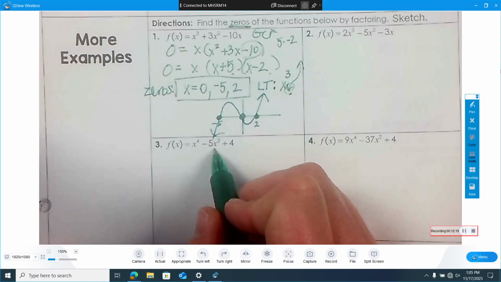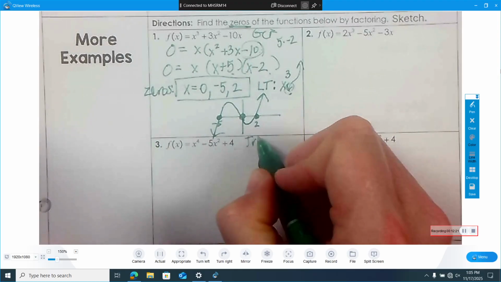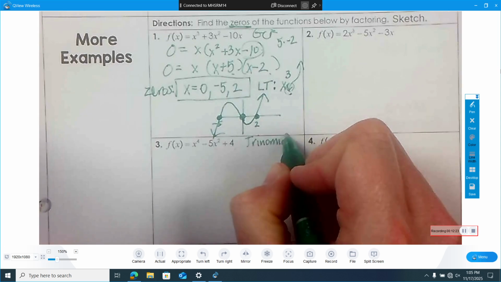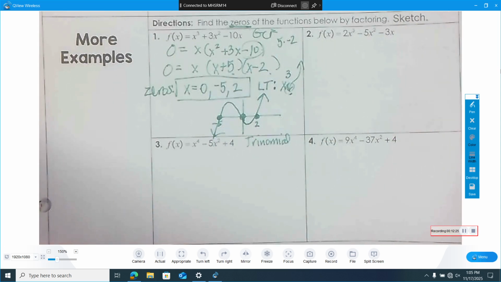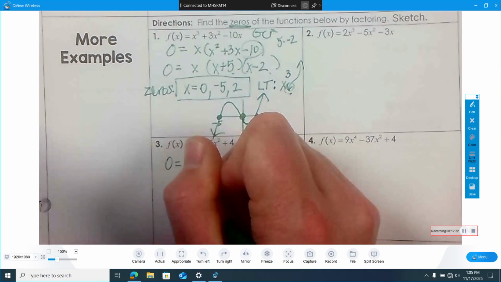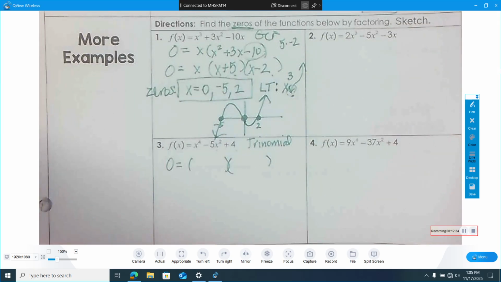Number 3, you'll notice it is a trinomial. Very important. It is a trinomial. Does it have a GCF? It does not have a GCF. But it is a trinomial, so we're going to just start double bubbling right away.